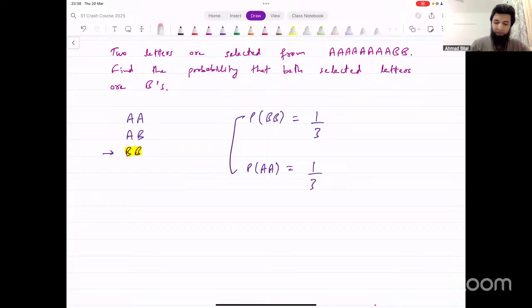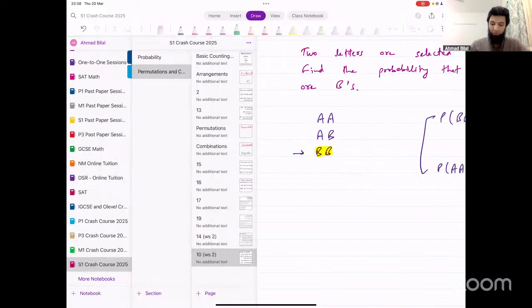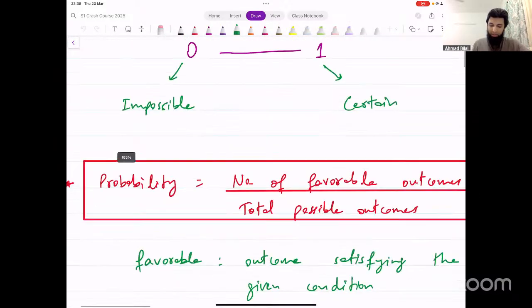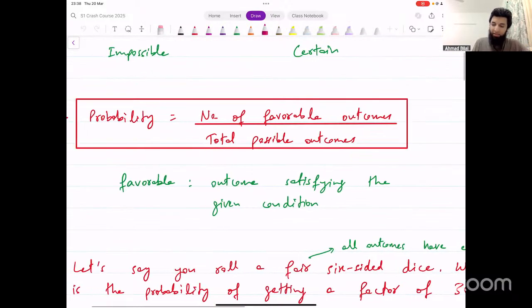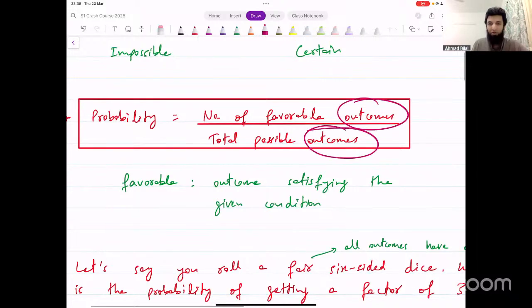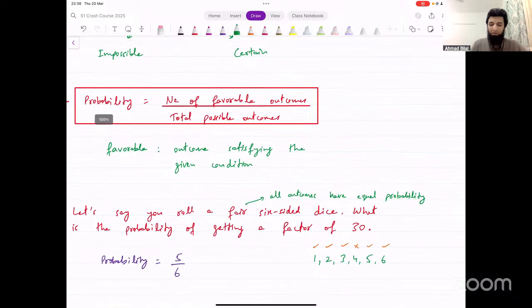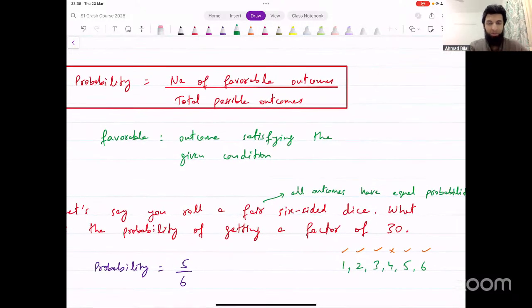the formula that we have, the number of favorable outcomes divided by the total number of possible outcomes, the formula that we use in probability. This formula assumes that each outcome that we are talking about is equally probable. Each outcome should have the same probability. That's when this formula works. So, for example, when we talk about rolling a dice, we have 6 possible outcomes. All of those possible outcomes are equally probable.